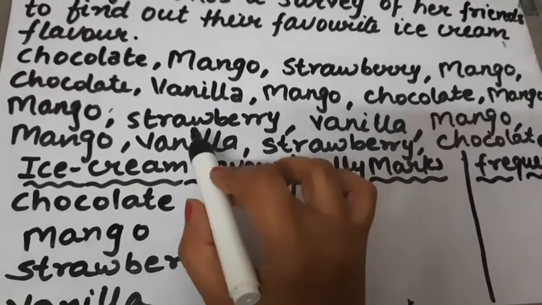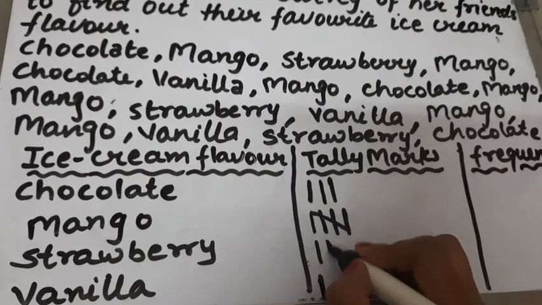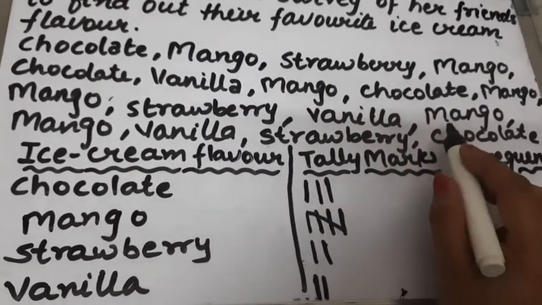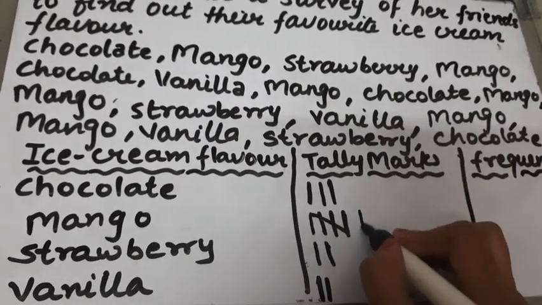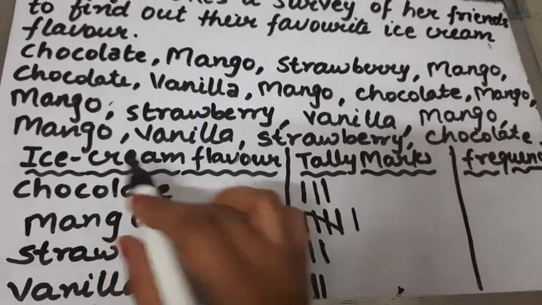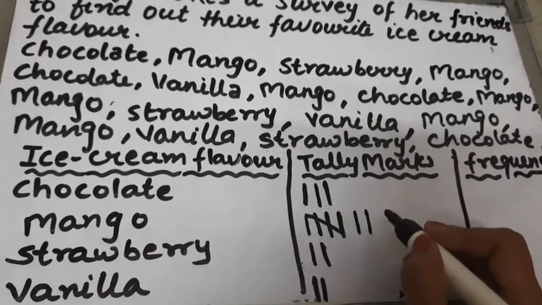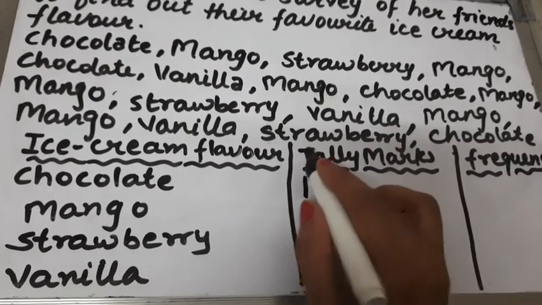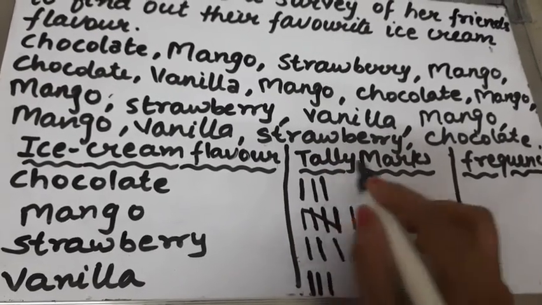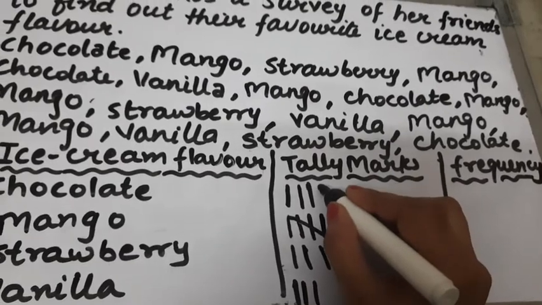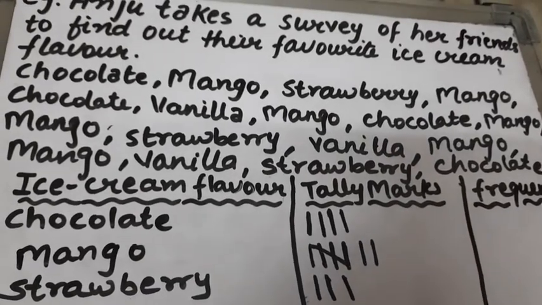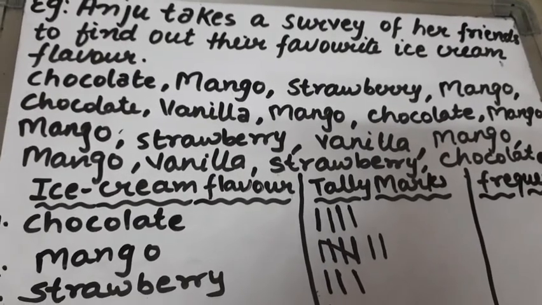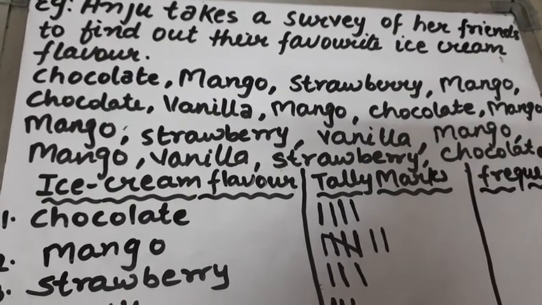Then strawberry, put a stroke in front of strawberry, then vanilla, then mango, then again mango, then vanilla, then strawberry, and then chocolate. So these are the choices of each friend in the ice cream flavors.